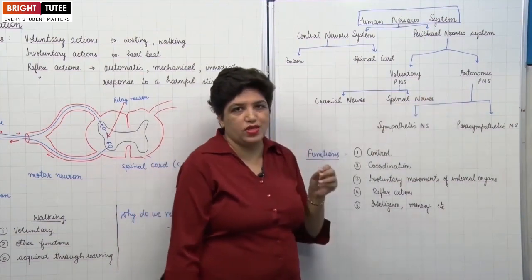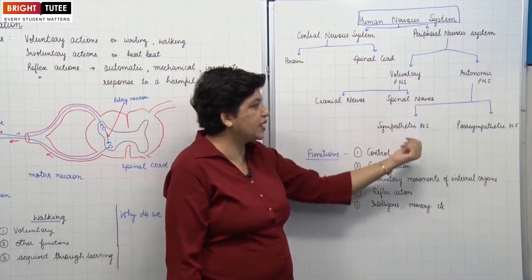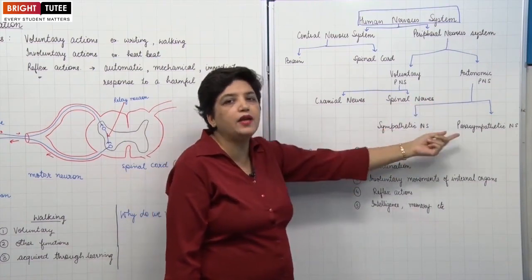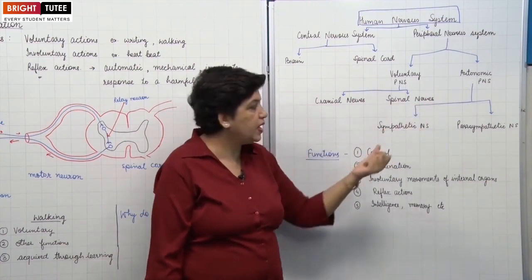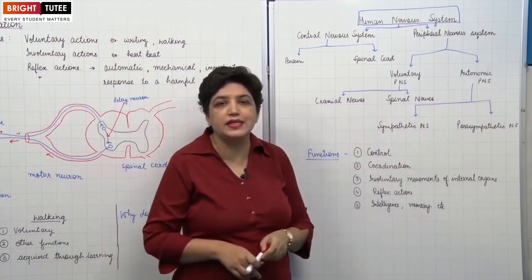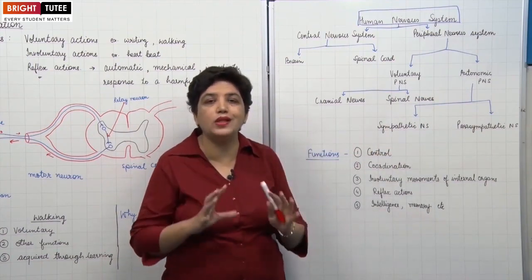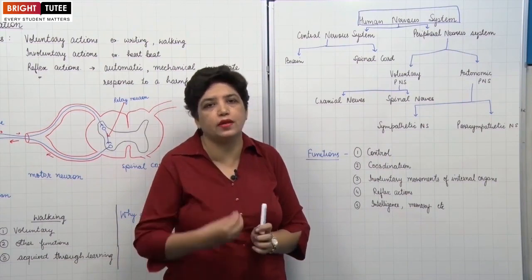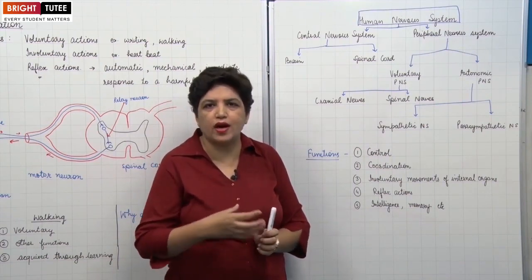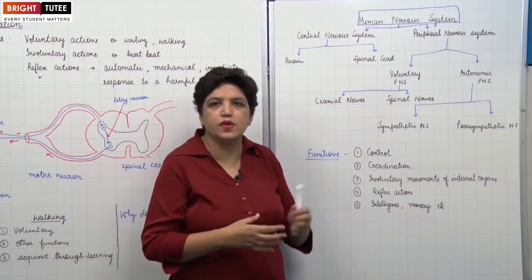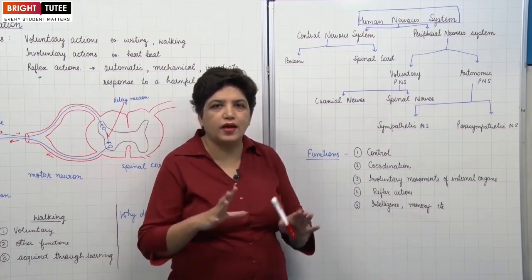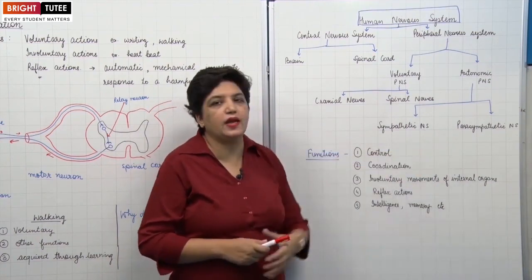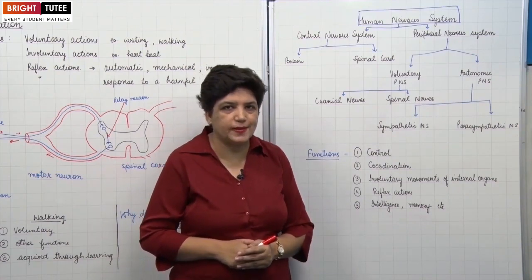The autonomic nervous system is again of two types, sympathetic and parasympathetic nervous system. Together, parasympathetic and sympathetic nervous system control all the involuntary actions of the internal organs, like beating of heart, working of digestive system, working of kidney. All these are controlled by the sympathetic and parasympathetic nervous systems.